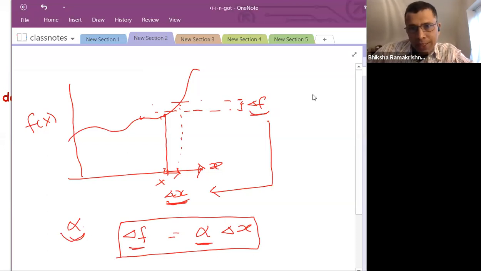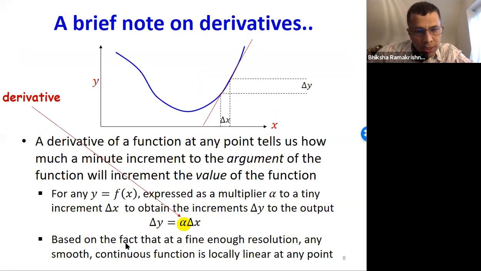Now, this is, of course, as several of you have pointed out, based on the fact that for smooth continuous functions, at a fine enough resolution, if this delta of x is small enough, the curve is going to be essentially planar. It's locally linear, and so this is based on this fact. But the definition of the derivative itself is given by this term.